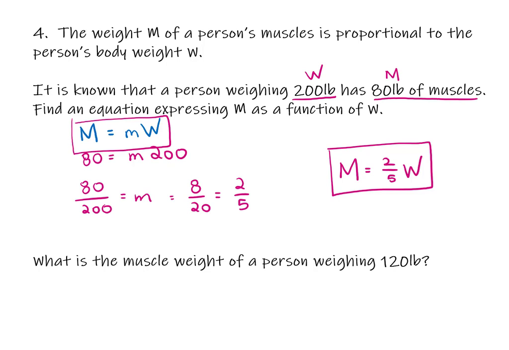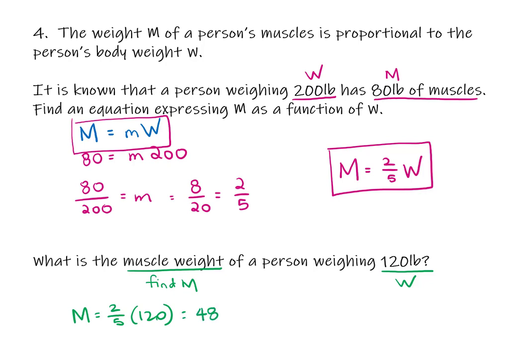We're then asked, what's the muscle weight? So we're trying to find M. When the person weighs 120 pounds, that is their body weight. We're going to take that and put that into our formula. So we get M is equal to 2/5 times 120. And using my calculator, I got 48.